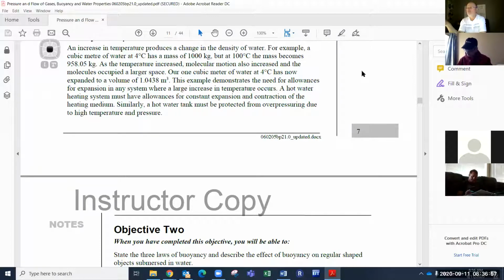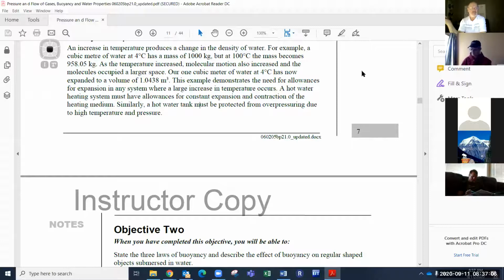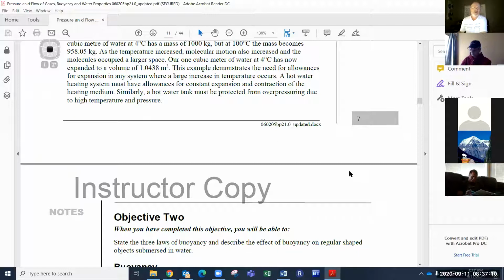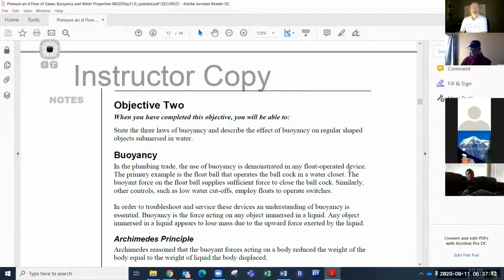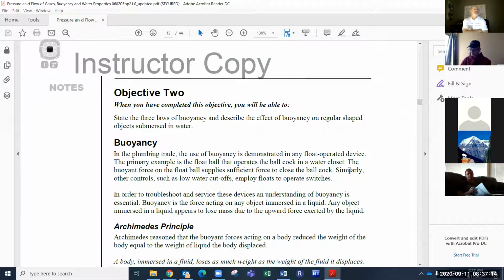Does anybody know? Pressure relief valve. TP, yes, right, a temperature pressure relief valve. That is absolutely correct. So that's why they're there. It's for protection of property. And look at that, we're getting to objective 2 now for buoyancy.